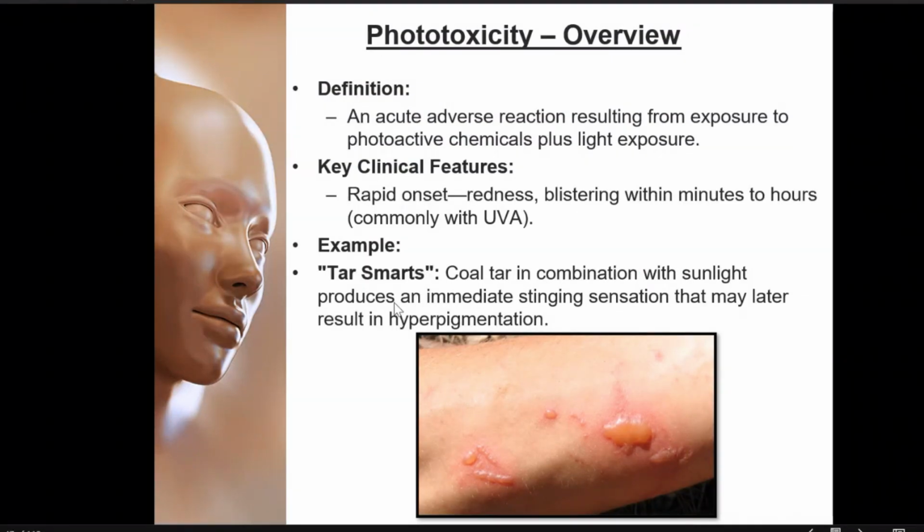And this is the example of the tar spot. Coal tar in combination with sunlight produces an immediate stinging sensation that may later result in hyperpigmentation. So in the tar spot, first you can see this type of lesion, and later on it converts into hyperpigmentation.